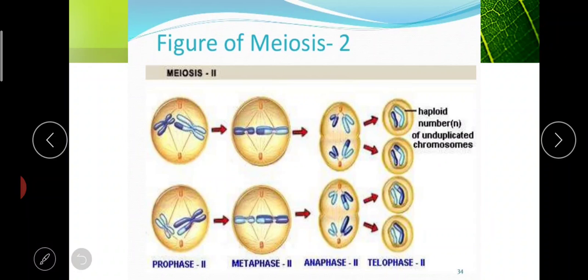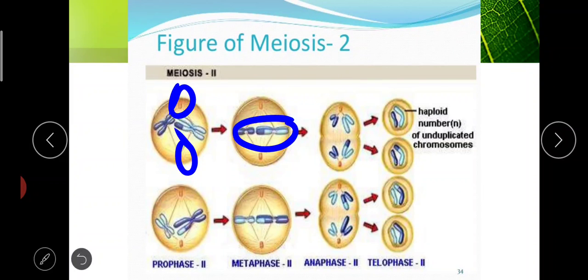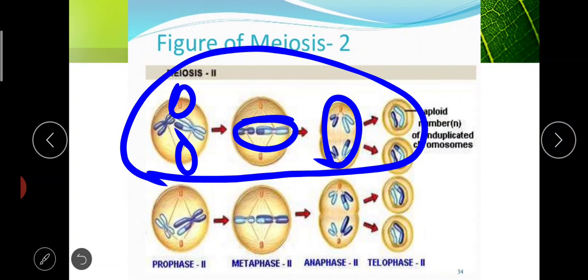So in meiosis 2, same way you can see here, prophase, what happens? The centrioles will be divided into two first, and then in metaphase stage they will be aligning in the equatorial position, and in the anaphase the chromatids will divide into two and they will move to the opposite sides of the poles, and in the telophase 2 they will be forming two daughter nuclei, forming two haploid cells. So this is the first heterotypic division.